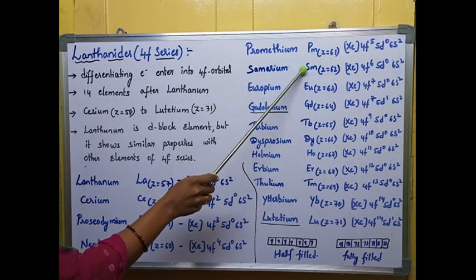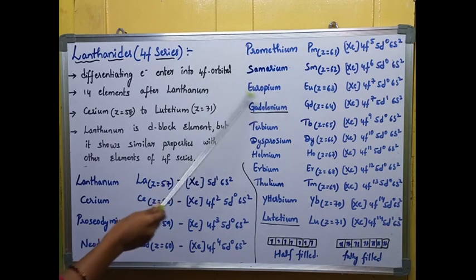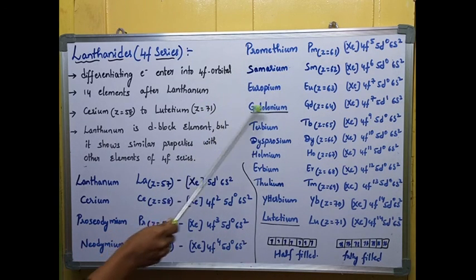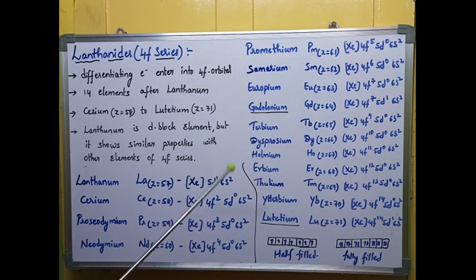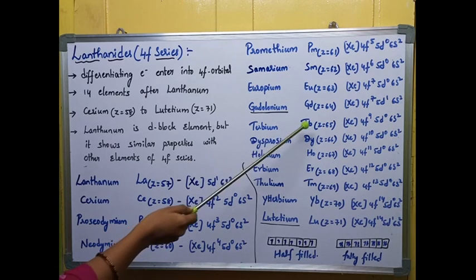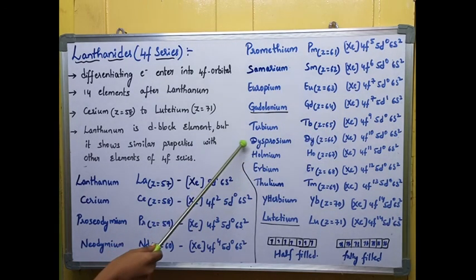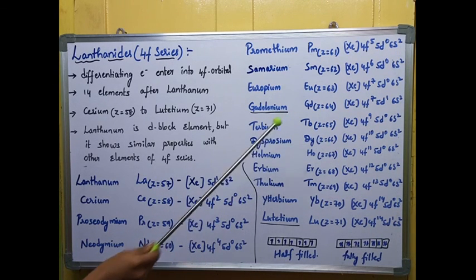Samarium, symbol Sm, atomic number 62. Next, europium, atomic number 63, symbol Eu. Next, gadolinium, atomic number 64 and symbol Gd. Next, terbium, atomic number 65, symbol Tb. Next, dysprosium, atomic number 66 and symbol Dy.